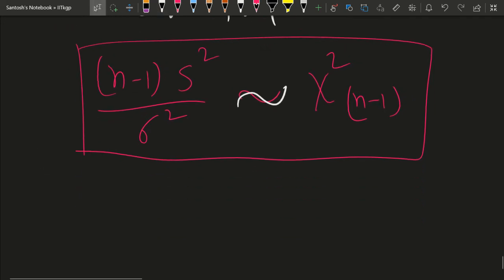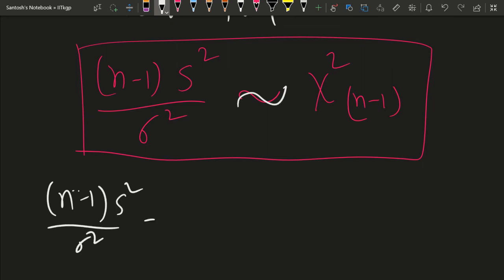If you derive it and simplify, what will happen? Let me simplify. n minus 1 S square upon sigma square. First let me take out 1 by sigma square, then you write n minus 1 into S square. So S square is what?